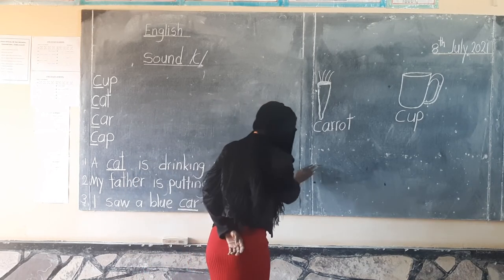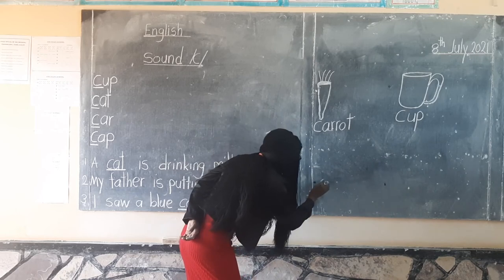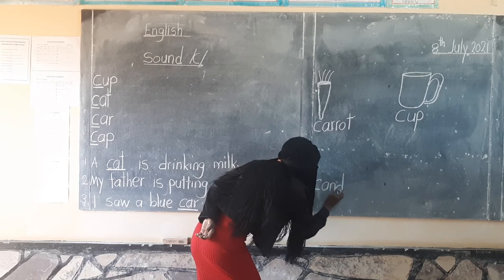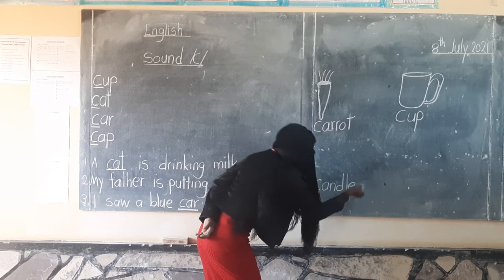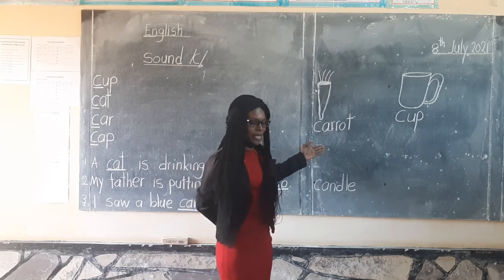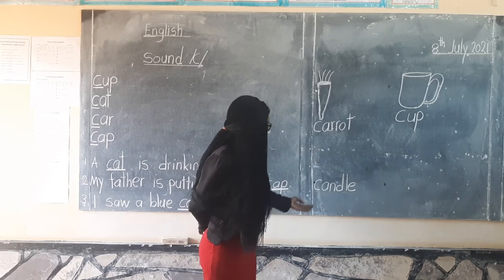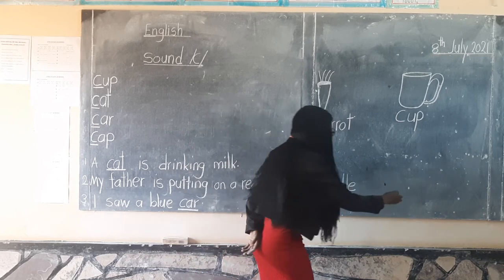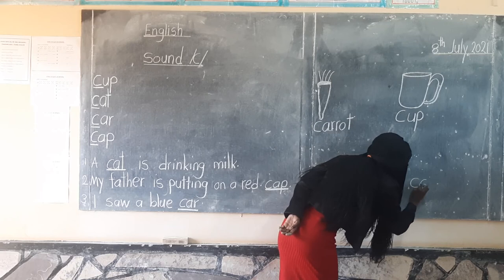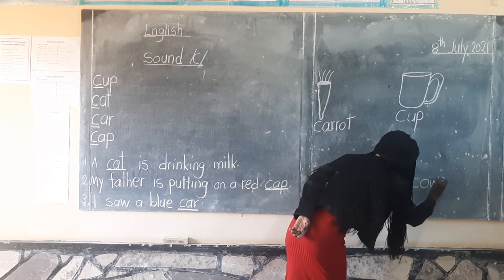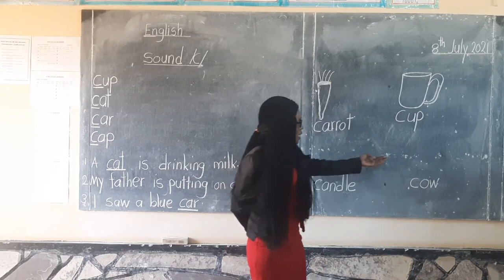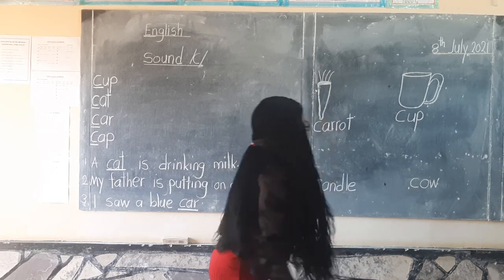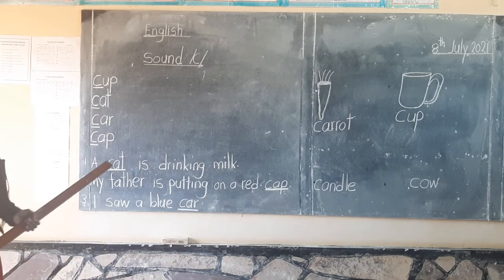I want you to draw the picture for the word candle. So the picture should be up and the word down. I also want you to draw the picture cow. The picture should be up and the word should be down. Okay? Let's go back to where we started from.